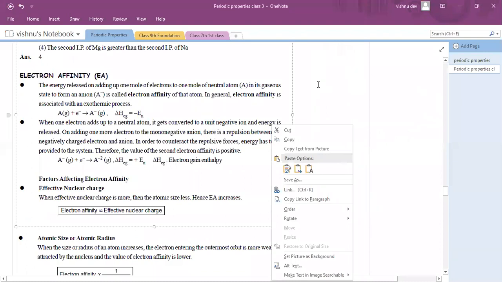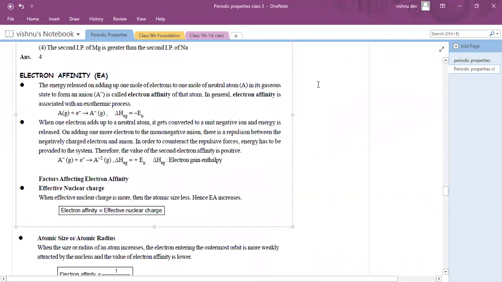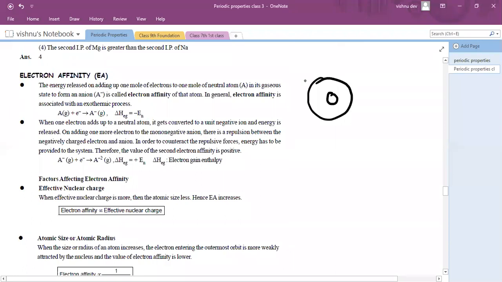So when we talk about electron affinity, first of all, we have to understand the basic definition. What is the meaning of electron affinity? When we talk about an atom, we know that if an electron of the outermost orbit needs to be sent outside the atom, then some energy must be supplied, and that energy is your ionization energy.